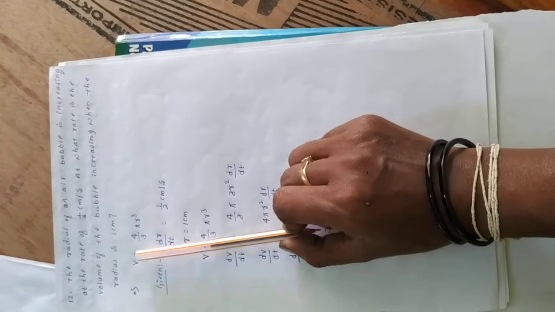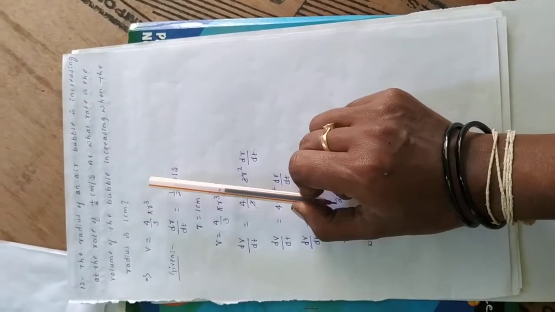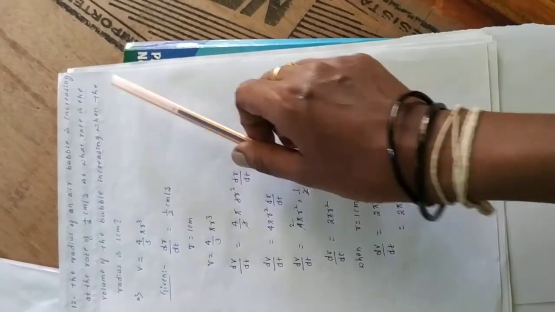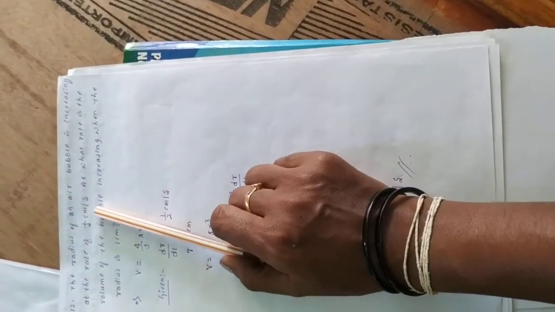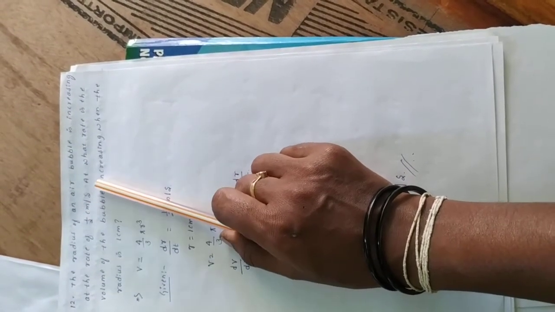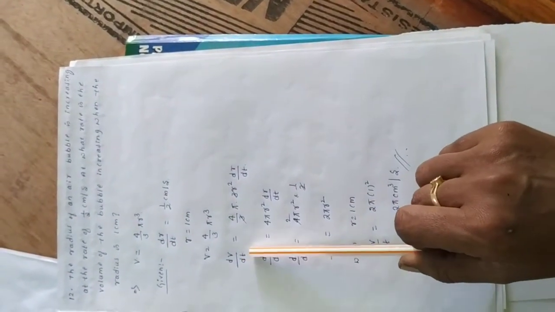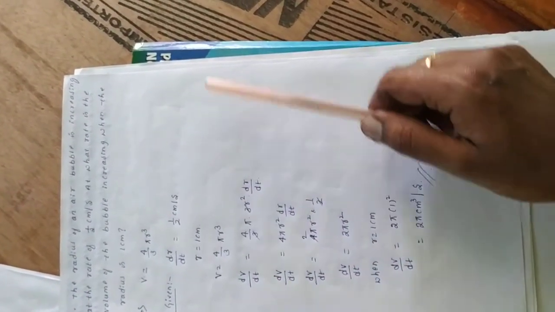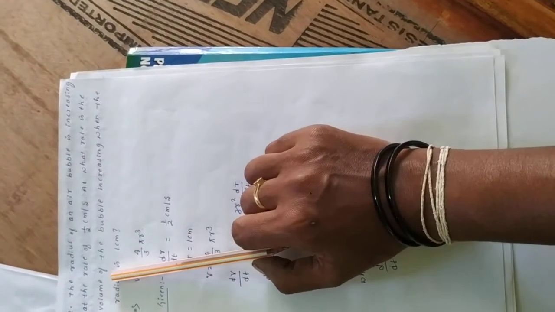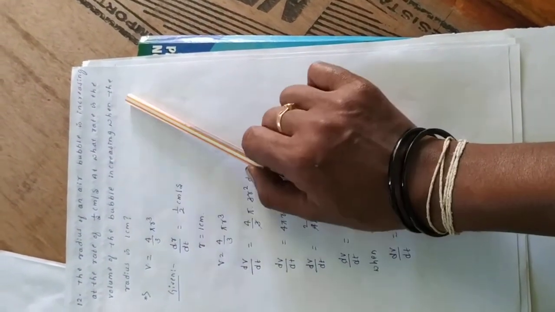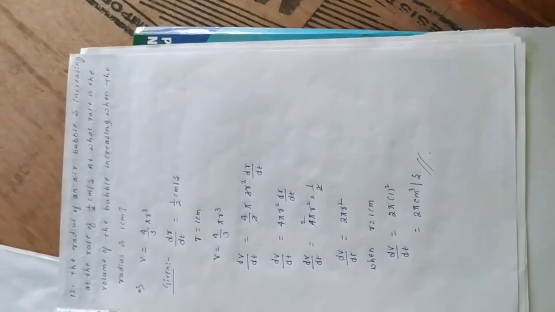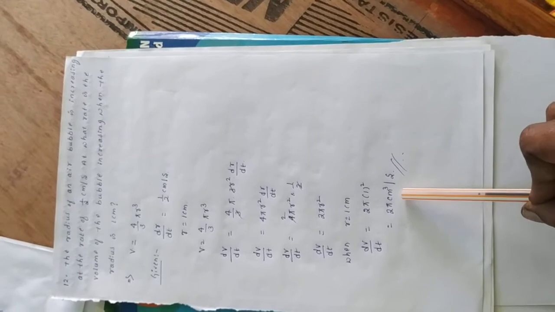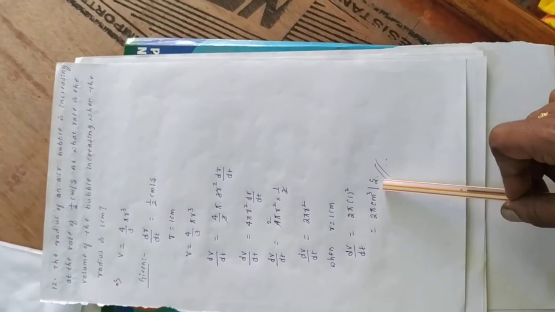There is an air bubble and it is of the shape of a sphere. Therefore, the volume of the sphere is 4 by 3 pi r cube. And you can differentiate this with respect to time. Why? Because the rate of the radius is given, which is in centimeter per second. Therefore, you have to differentiate with respect to time. What we need to find is the rate at which the volume of the bubble is increasing when the radius is 1 centimeter. Okay.